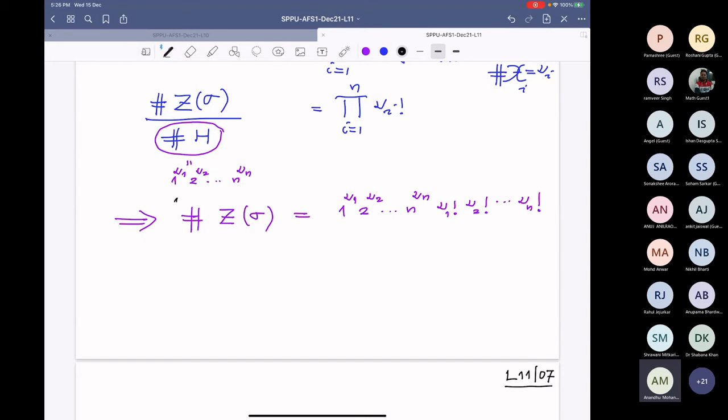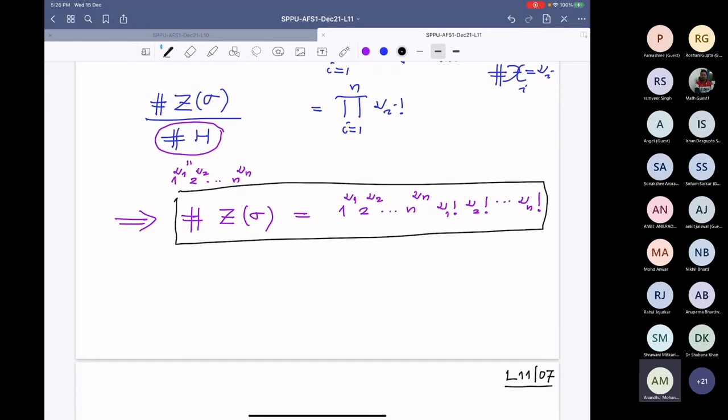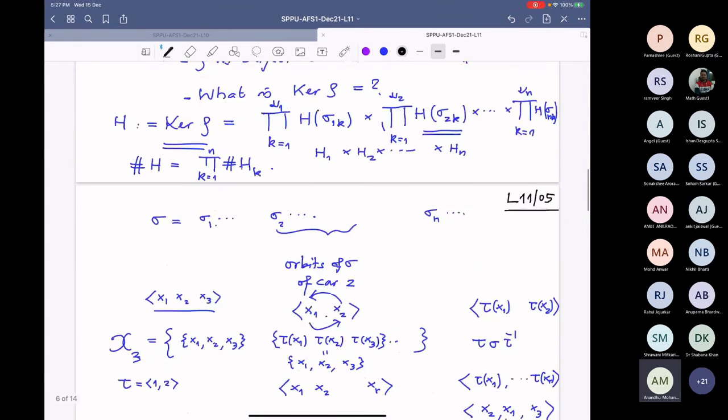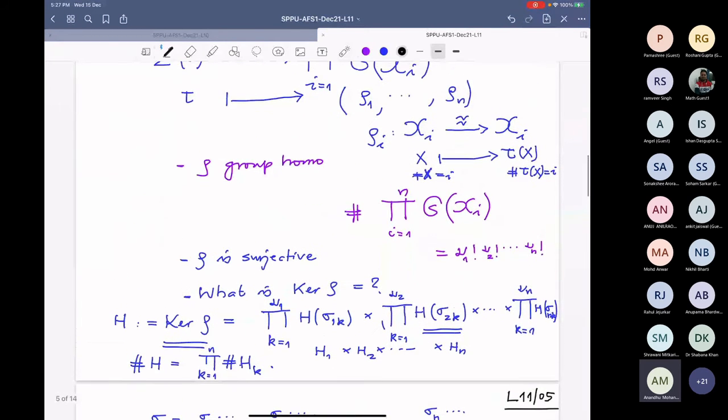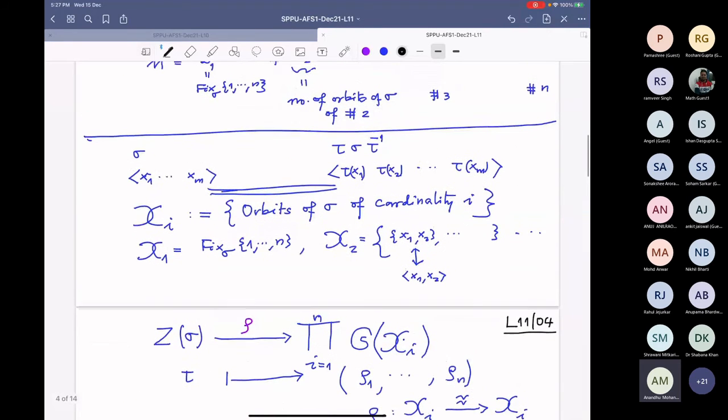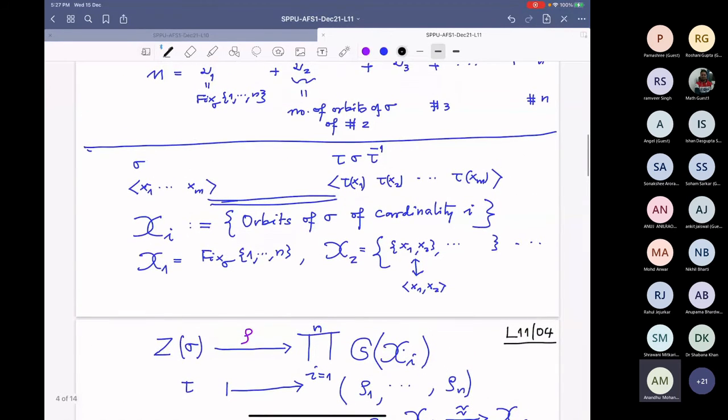This is the formula I wanted to put. So that is what we have computed. We have computed the cardinality of the centralizer of a permutation, and it is very simple. The calculation is so natural. The only thing is you have to keep checking what you are writing.